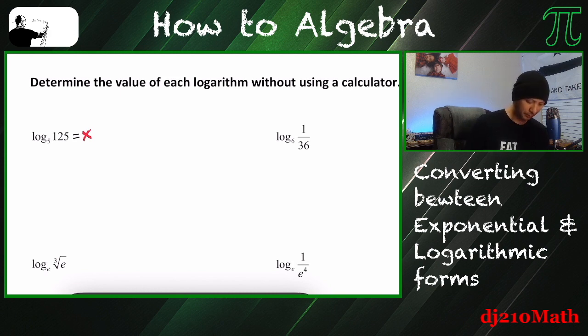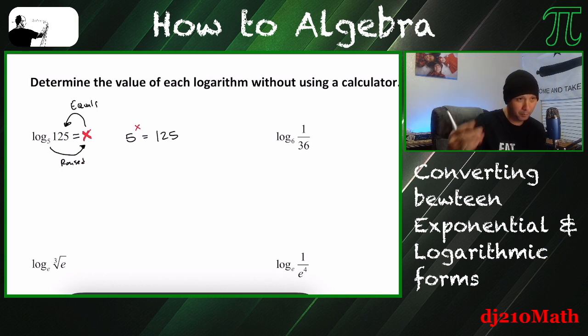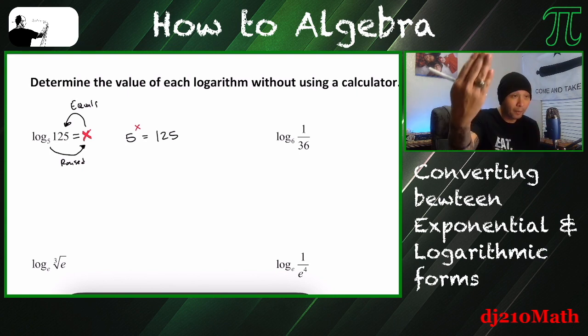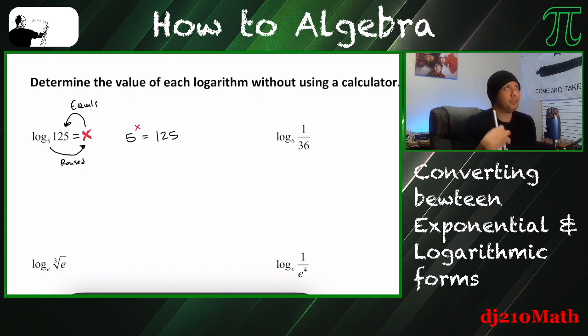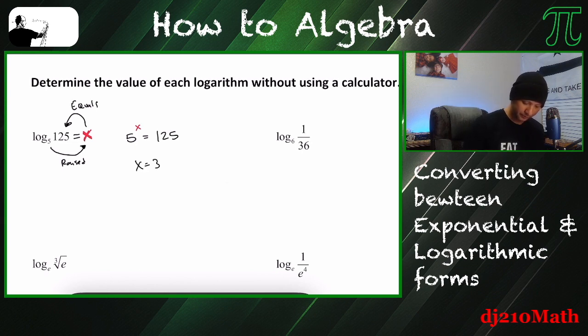So then we're going to convert it, because I don't know what log base 5 of 125 is. But if we convert it, 5 raised to X equals 125. And now it becomes a little bit more clear. 5 to some power is 125. So 5 to what power? 5 times 5 is 25, times 5 is 125. So 3. X equals 3.